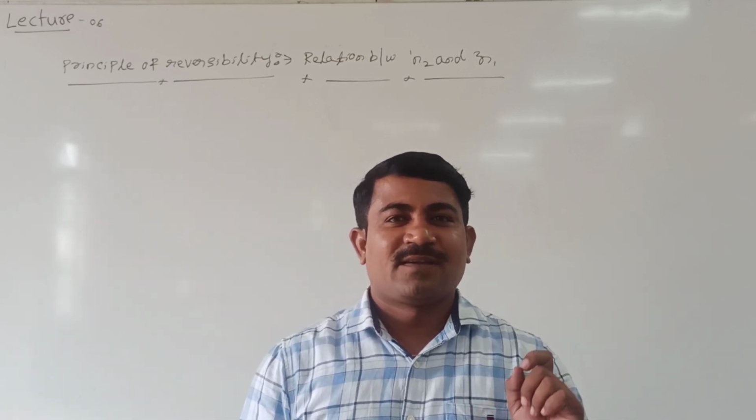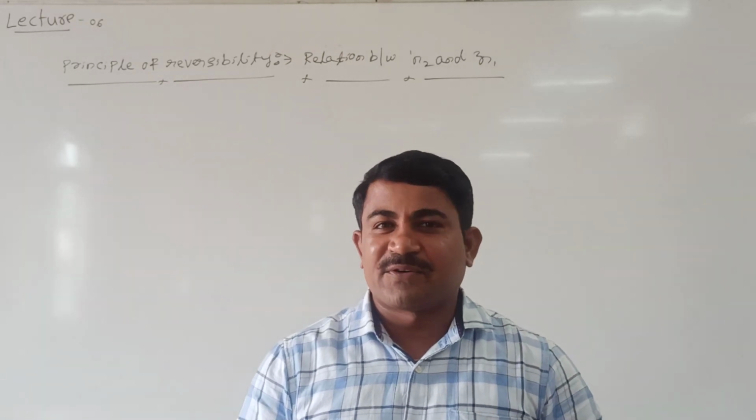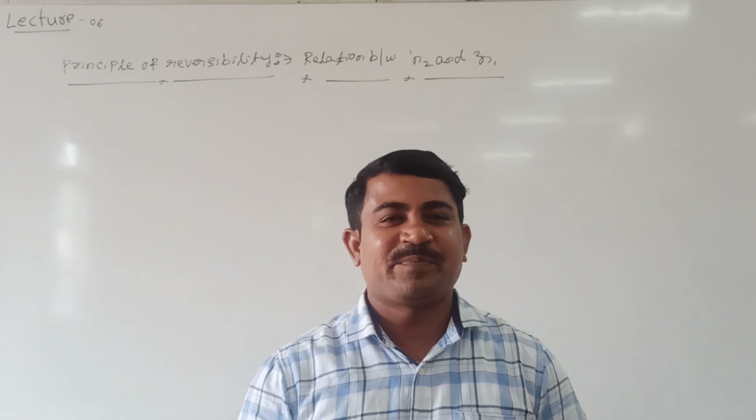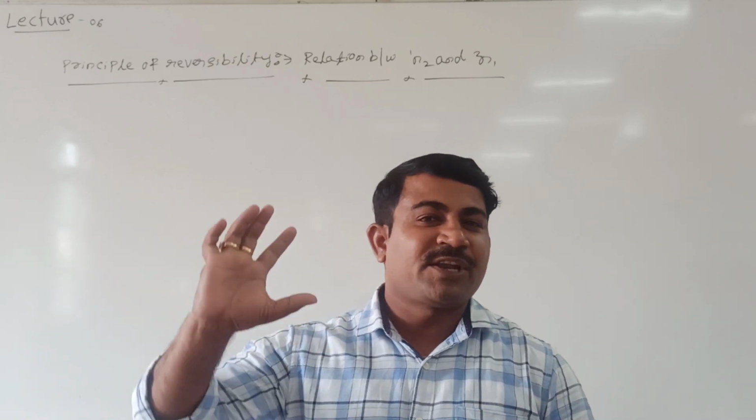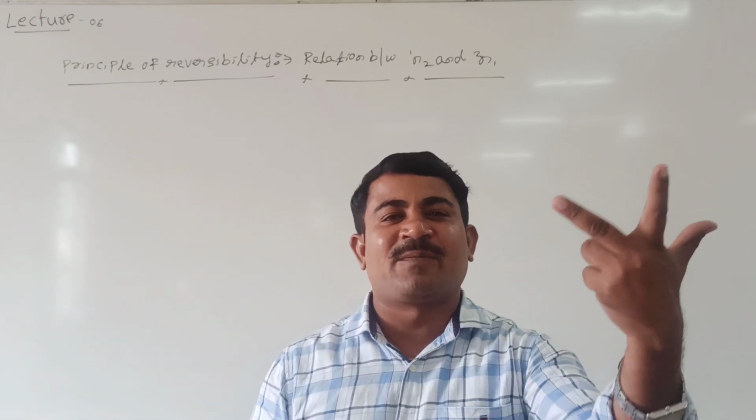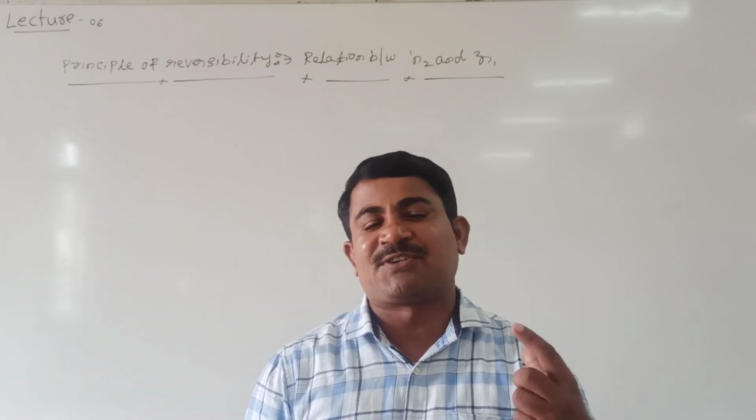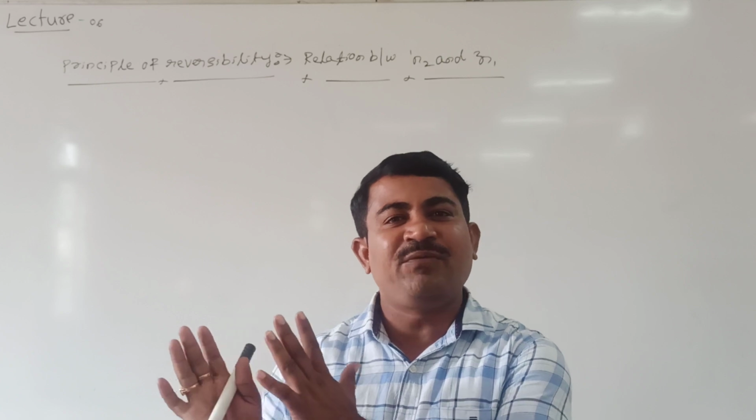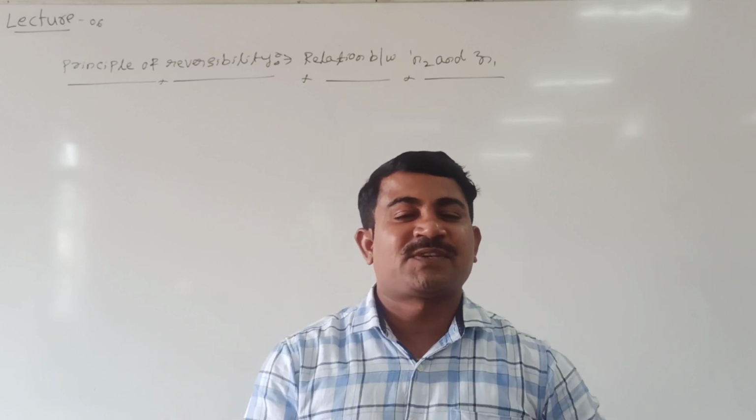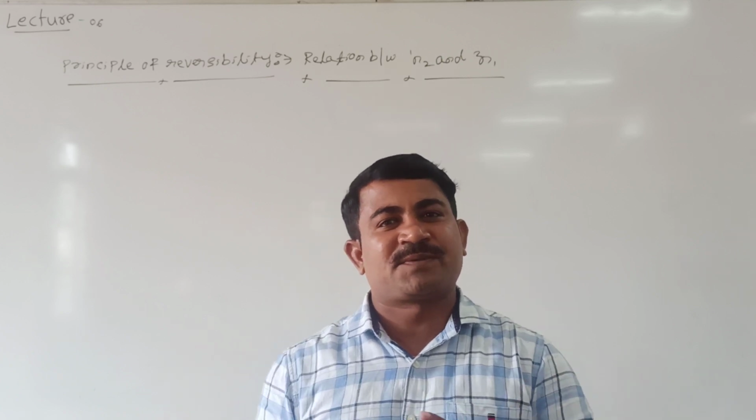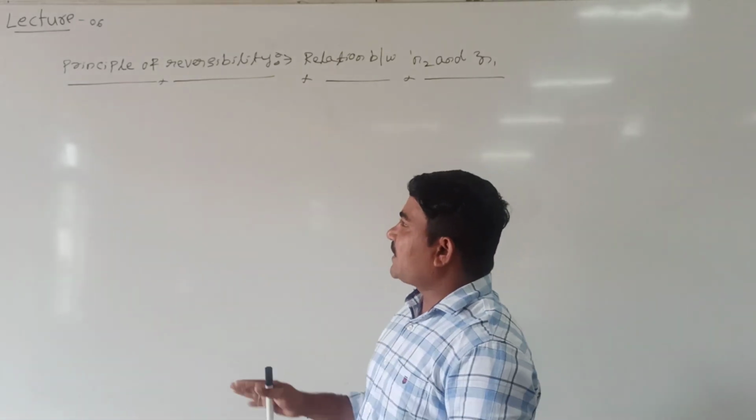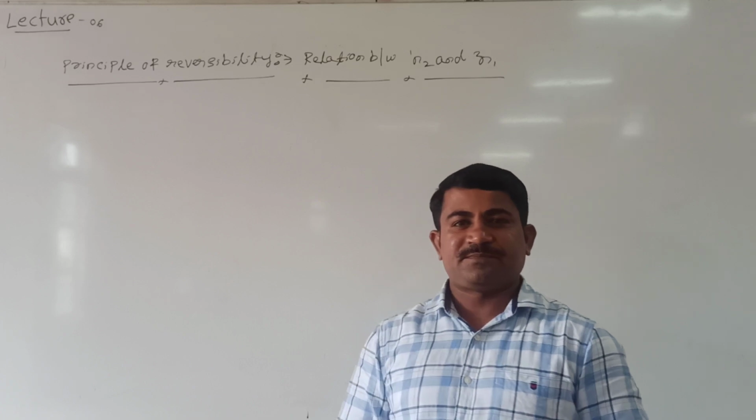First law: the incident ray, refracted ray and normal drawn at the point of incidence all lie in the same plane. Second law: the ratio of sine of angle of incidence to sine of angle of refraction is constant. That constant is called the refractive index, and that law was Snell's law of refraction. Already we have seen some limitations of Snell's law. Now let us see the principle of reversibility.